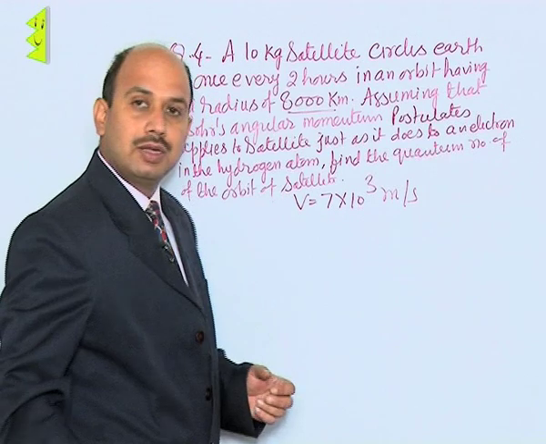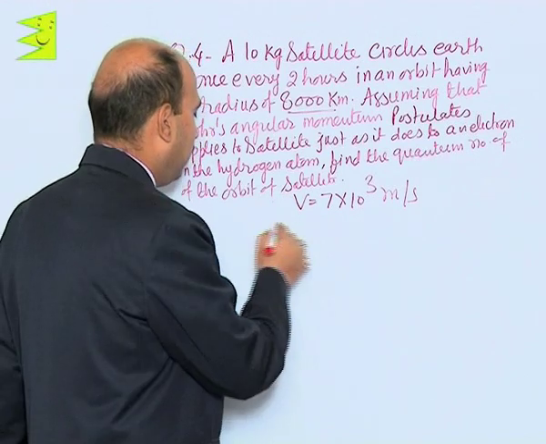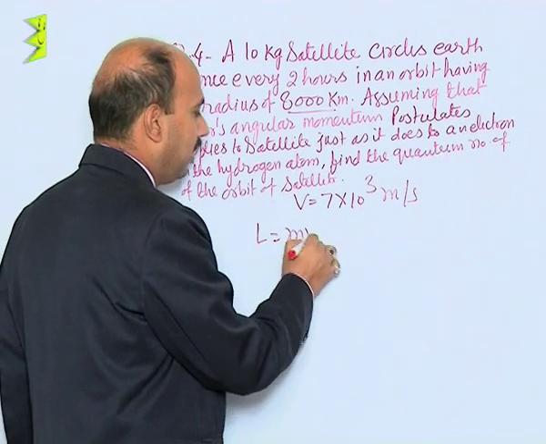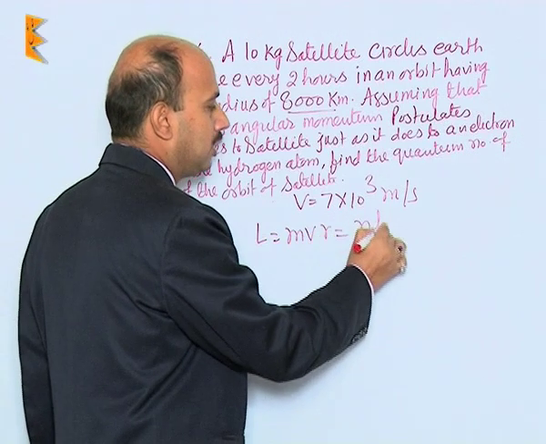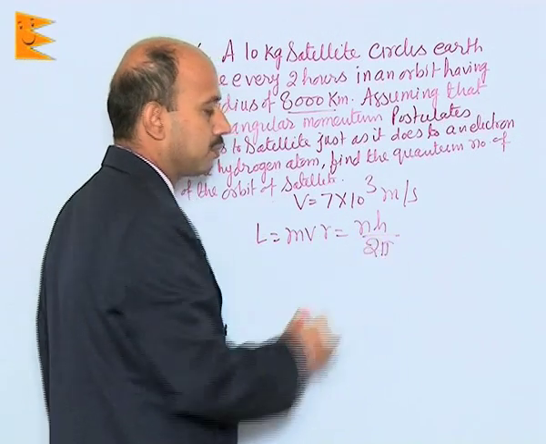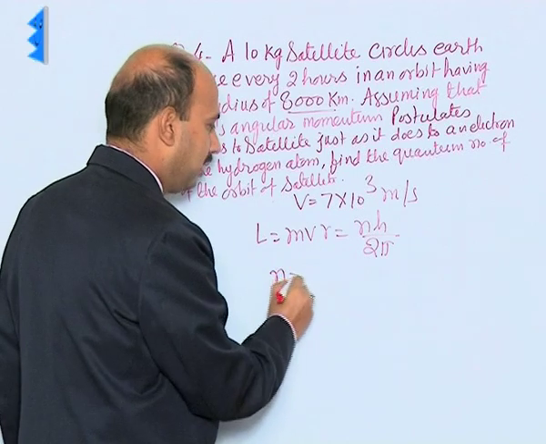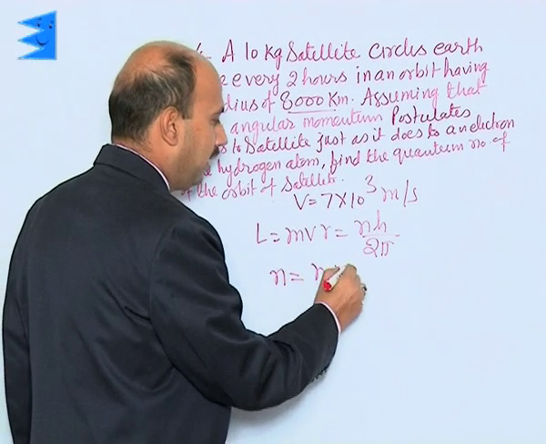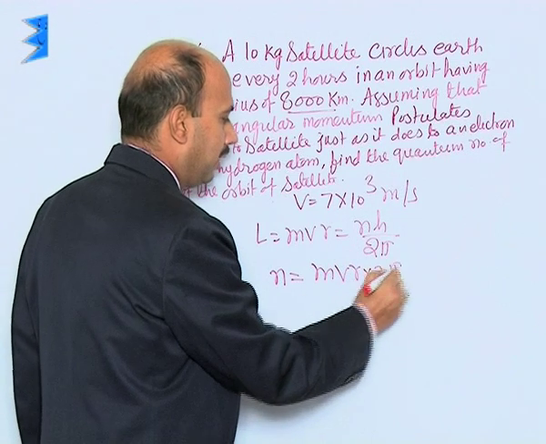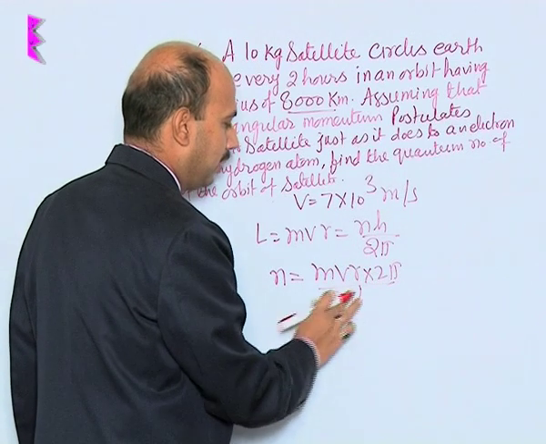Now we can calculate the number of the orbit. Here L is equal to mvr is equal to nh upon 2 pi. We have to calculate n here. So we can write n is equal to mvr into 2 pi divided by h.